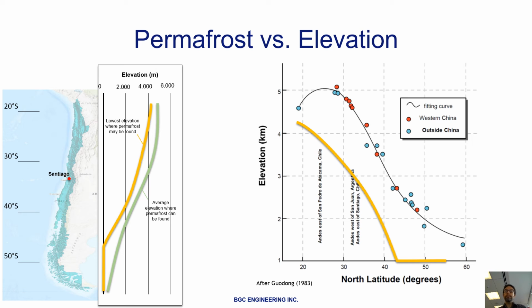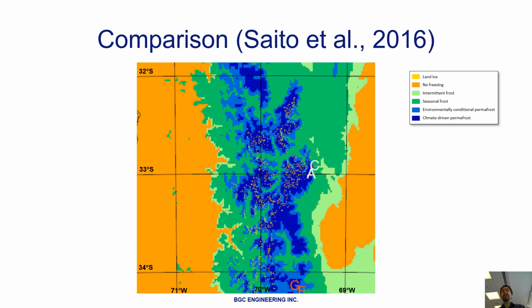And the same picture is shown when I compare this to the graph that was presented by Wudong back in 1983. The plot that was developed back then for the northern latitudes seems to show that there is a probability to encounter permafrost at elevations lower than these general plots that have been presented back in the 80s may indicate.